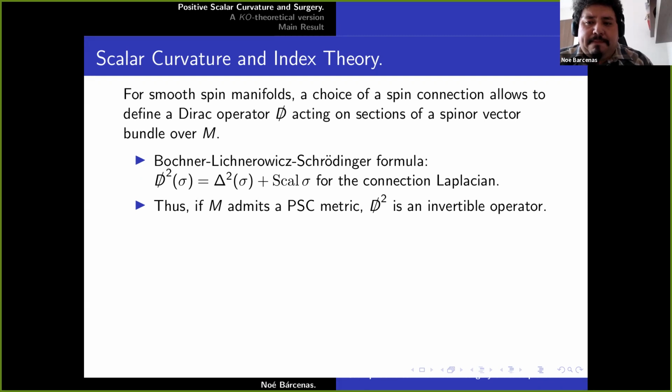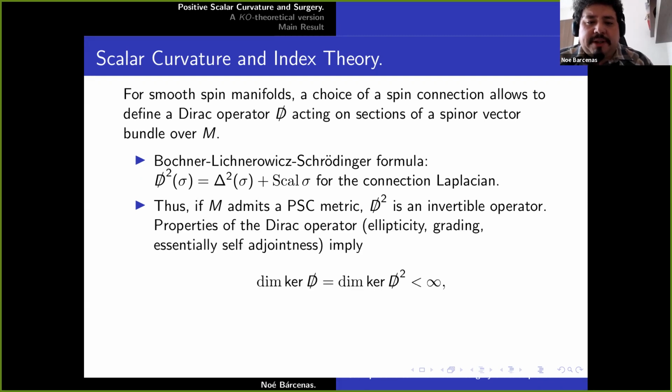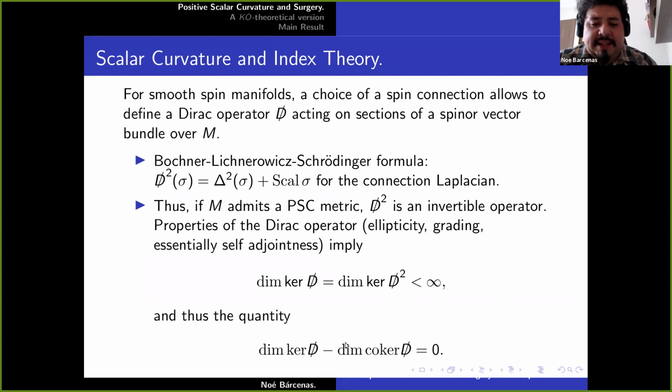And then there are properties of the Dirac operator, namely ellipticity and the fact that it is graded and essentially self-adjoint with respect to that grading. These conditions all imply that the kernel of D, which is equal to the kernel of D squared, is of finite dimension. And moreover, that the difference of the dimension of the kernel and the cokernel is equal to 0.